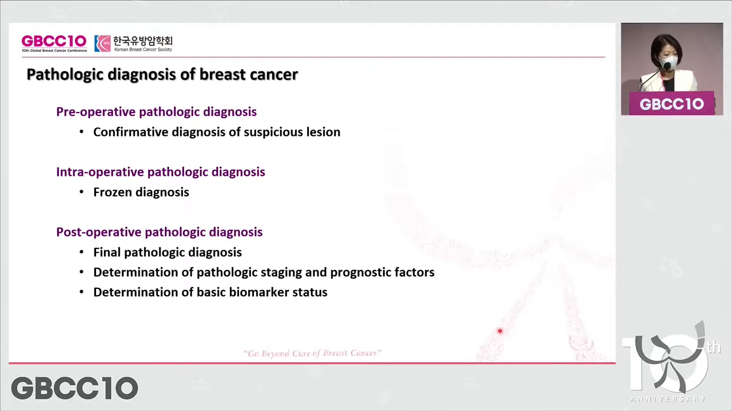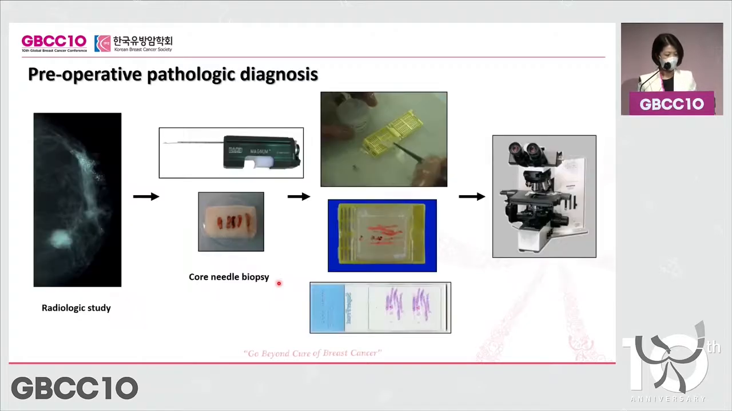In coming up with a pathological diagnosis, there are many stages that you can look at. In a preoperative pathological diagnosis, we make a diagnosis prior to the operation to confirm the diagnosis of the suspicious lesion. Then we have intraoperative pathological diagnosis, which is done during the operation, and we come up with some frozen specimen diagnosis. After the operation, postoperative pathological diagnosis is conducted to come up with a final pathological diagnosis and the determination of pathological staging and prognostic factors. And what kind of biomarker status can be found is also determined at this phase.